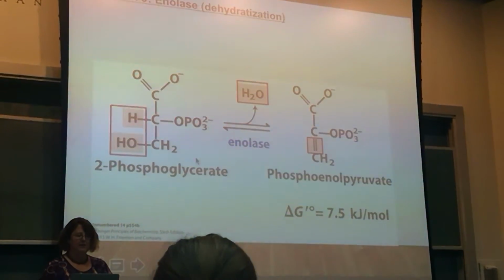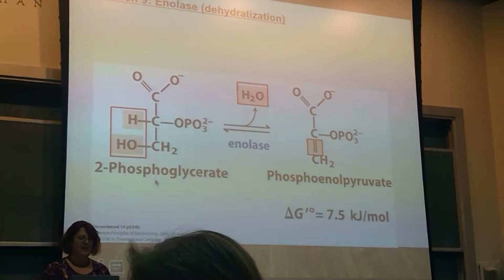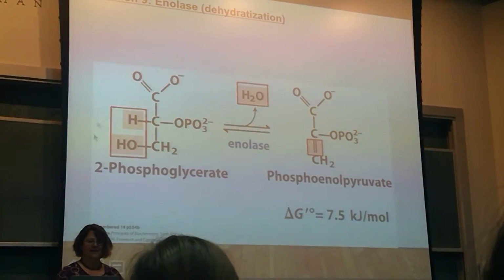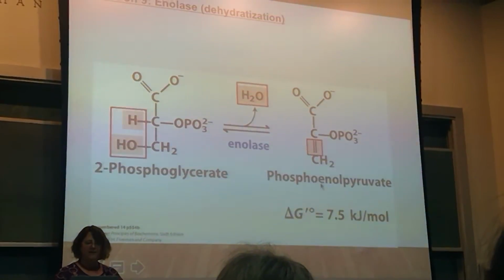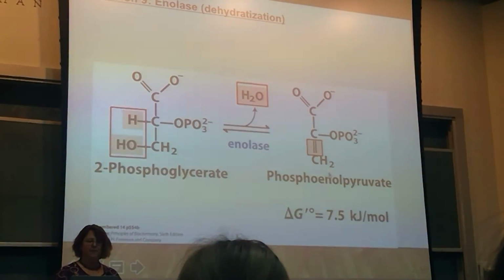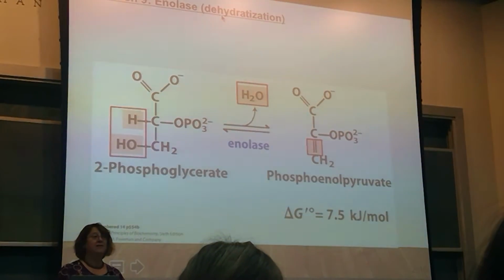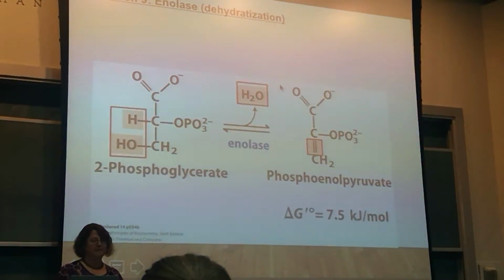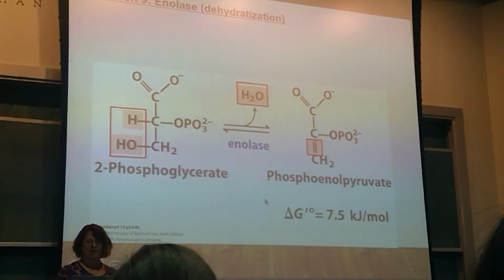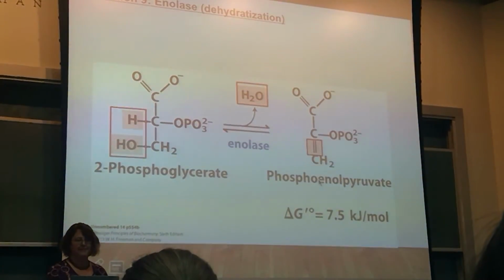So the final reaction, or not final, almost final, is 2-phosphoglycerate going to phosphoenolpyruvate. Here you're forming a double bond and water is coming off. So whenever you have a dehydration, water is coming off. And so here you're getting the formation of this double bond.